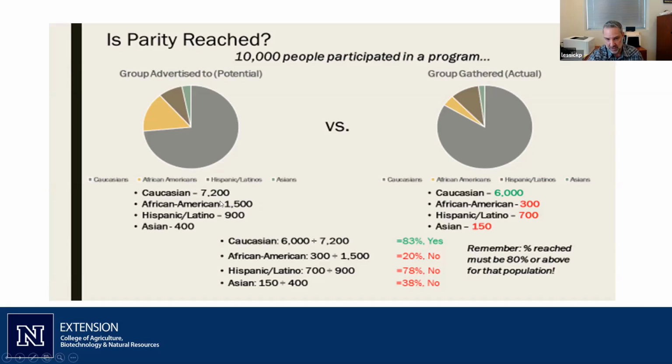Let's look at the Latino population in this example. 900 Latinos, theoretically, according to census information, is in this community. 700 attended. You're close. 78% in parity. Again, we're reaching for 80, and this is very close. And Asian population, again, 400 possibility of members in the community, and 150 attended. You're out of parity. This is just a general idea of thinking about who is in your community and who you're actually reaching.